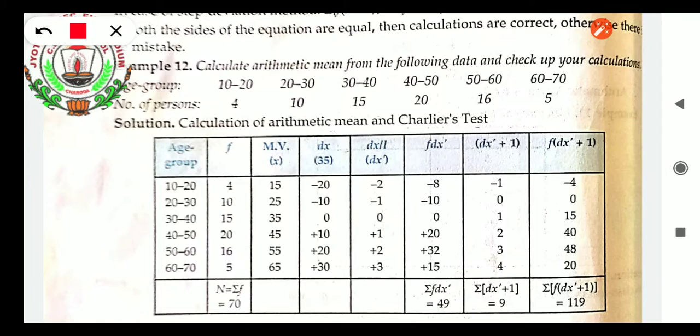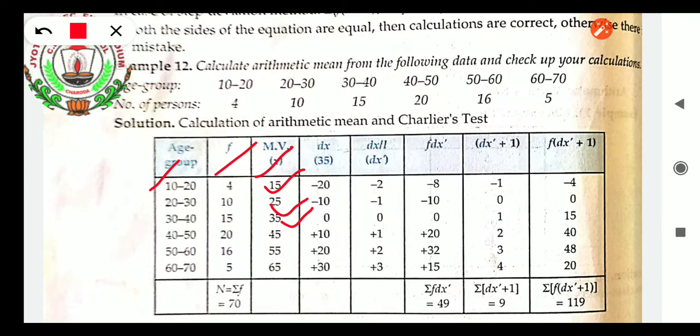What is the rule? If you are solving through both the shortcut and step deviation methods, there is no issue. Here in this question both methods are used. So let us calculate the arithmetic mean and Charlier's test. What all things are needed? Very first, age group and frequency. As it is, from the age group we will take the mid value, that is L1 plus L2 divided by 2. 10 plus 20, 30 divided by 2, we get 15. 20 plus 30, 50 divided by 2, 25. 30 plus 40, 70 divided by 2, 35.